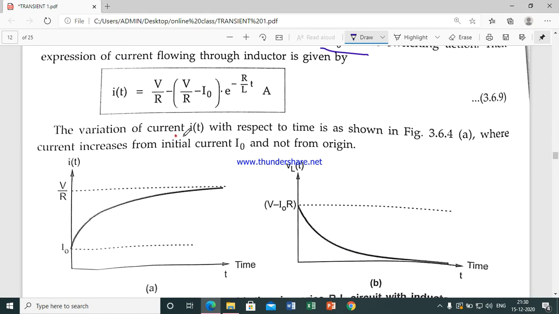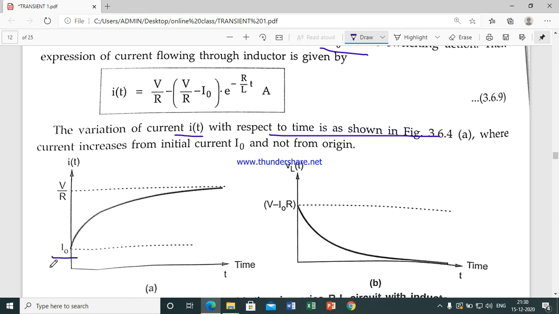The variation of current I of t with respect to time is shown in figure A. If you have some current in past history at t equal to 0 minus, then you can shift this and draw the graph from this instant, where current increases from the initial current I naught, not from the beginning. It is not from this curve. I naught is not from zero; it is increasing from a particular instant.